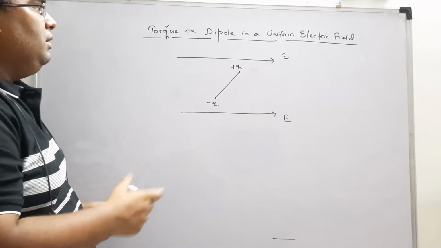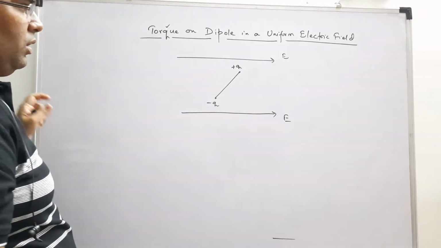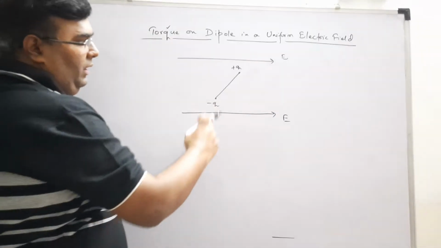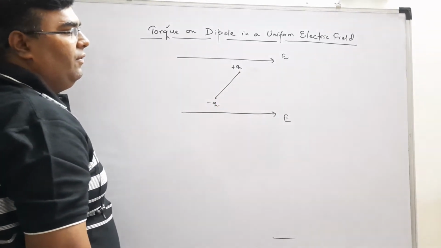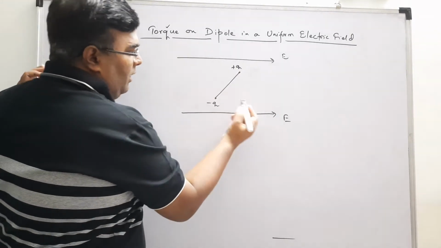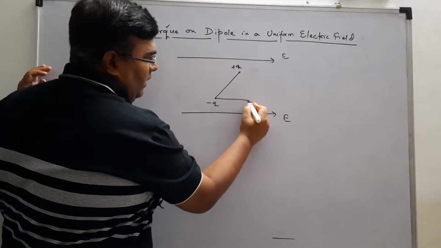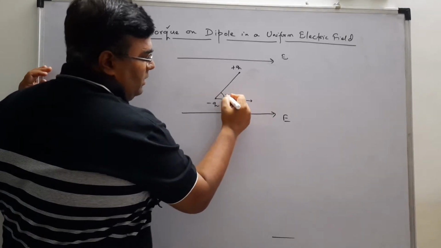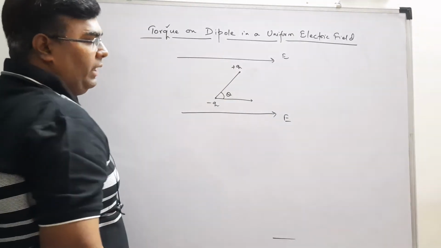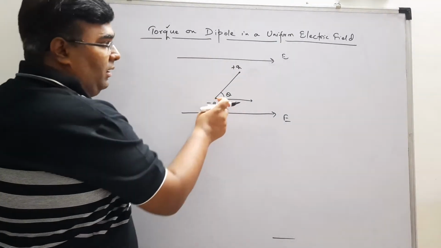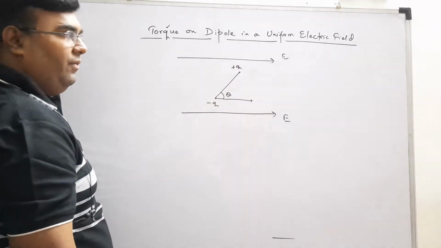Now let us see why this is known as torque. We keep a dipole in this uniform electric field. Now suppose this angle is theta. Okay, so the dipole is kept at an angle theta with the electric field.